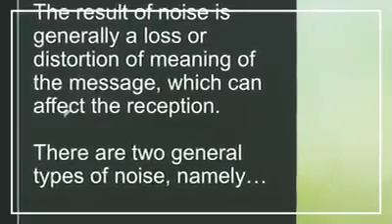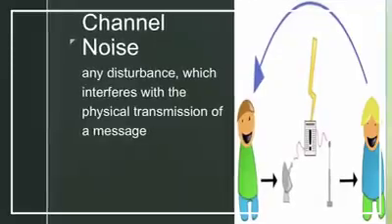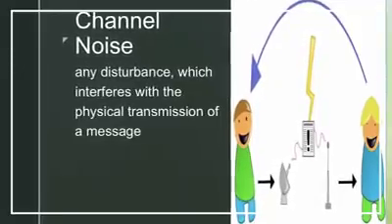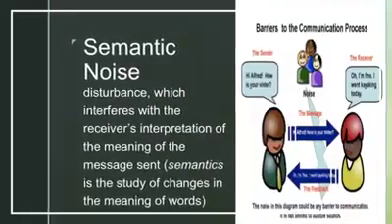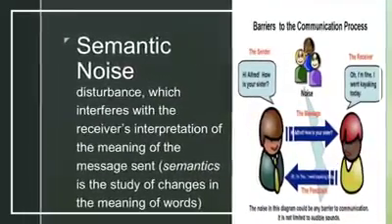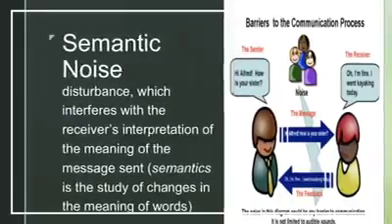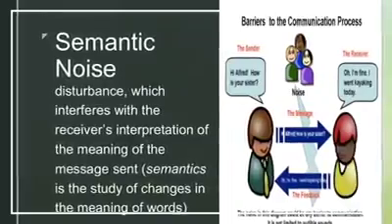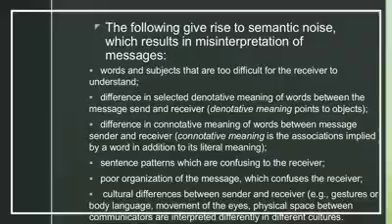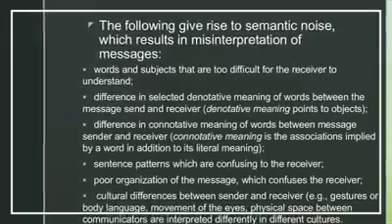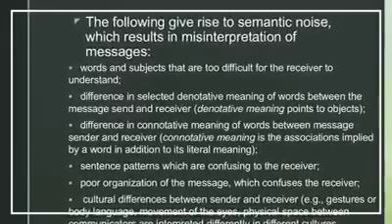There are two general types of noise, namely, channel noise. It is any disturbance which interferes with the physical transmission of the message. Semantic noise. It refers to disturbance which interferes with the receiver's interpretation of the meaning of the message sent. Semantics is the study of changes in the meaning of words. The following give rise to semantic noise, which results in misinterpretation of messages.